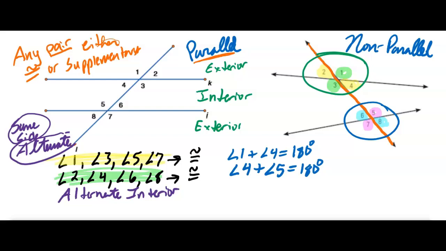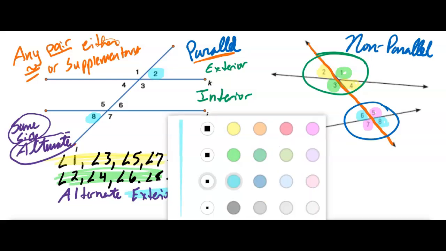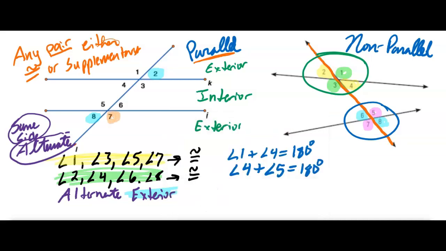I could also say alternate exterior. Okay, alternate exterior angles are congruent. So 8 is exterior, and it is alternate all the way up to 2. So I need exterior angles. So I'm looking at exterior here. Okay, that pair is congruent. There's another pair that is also congruent. That would be 7, which is the other exterior pair, up to angle 1. Okay, these pairs are the congruent pairs. They cross over and they match.